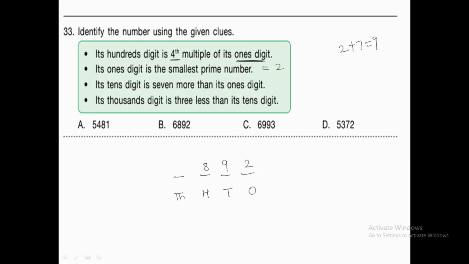Now its thousands digit is 3 less than its tens digit. The tens digit is 9. The thousands digit is 3 less than 9, which is 9 minus 3 equals 6.